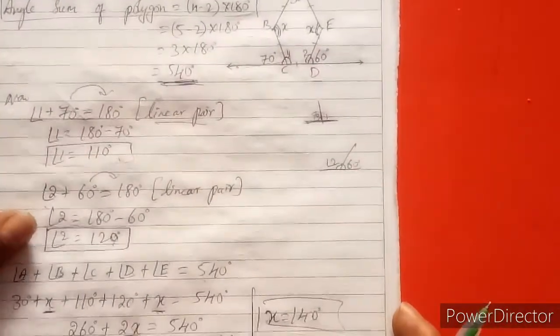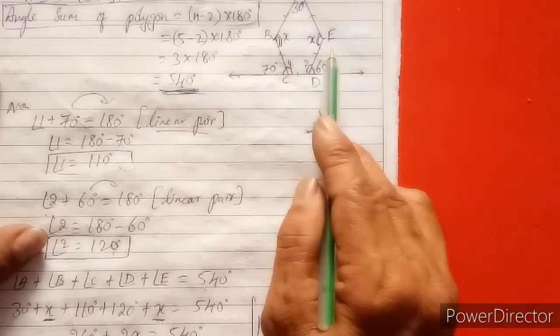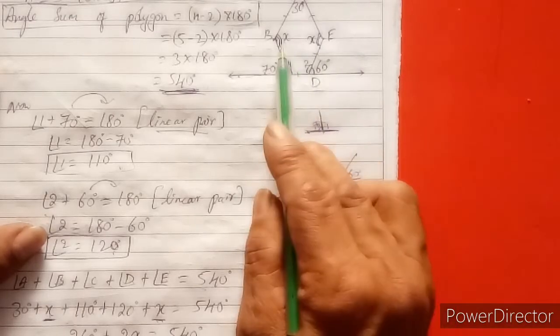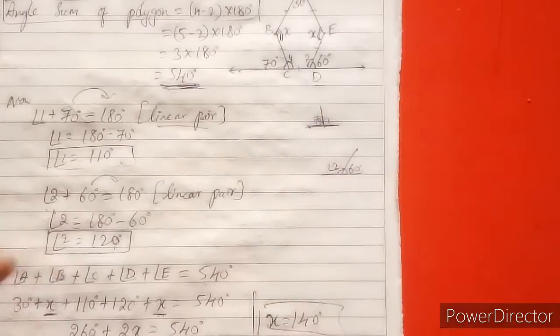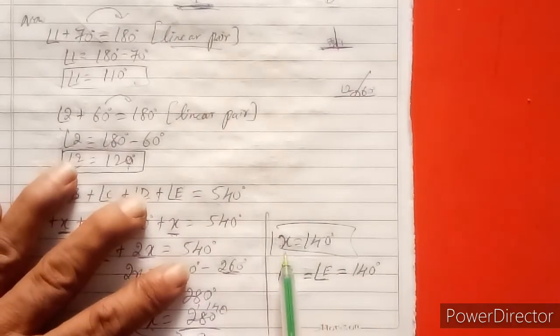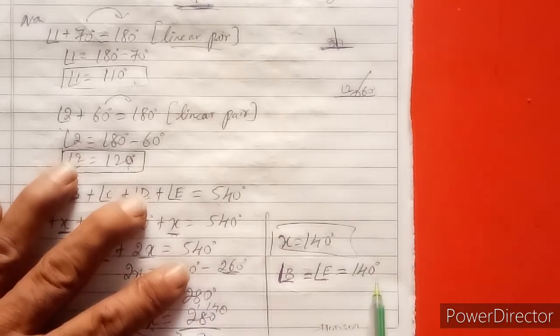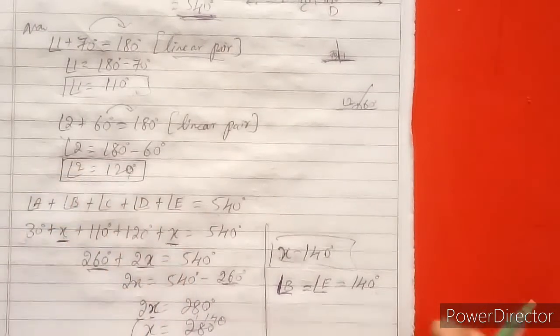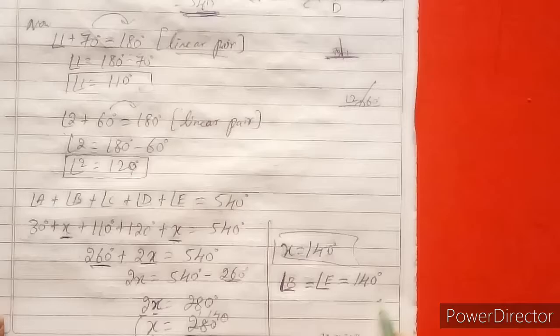So B is also X and E is also X. What is the value of X? That is 140 degrees. Both angles are 140 degrees. Did you understand?